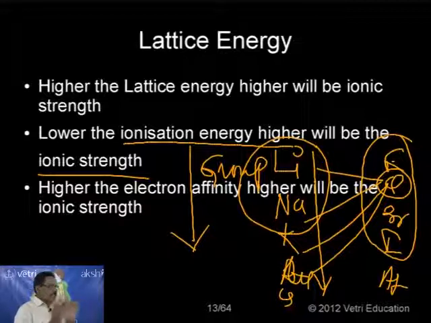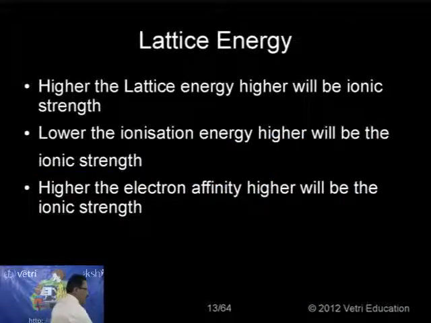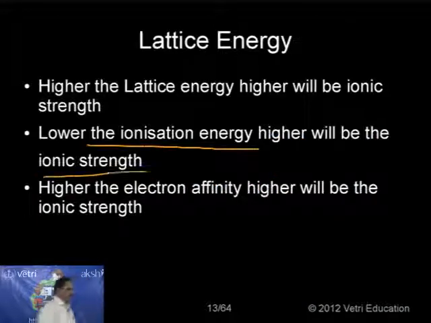If you know the position of the elements, the alkali as well as the halogen family members, we can approximately compare which is higher in ionic strength. So that is the second part: the lower the ionization energy, the higher will be the ionic strength. That is the interesting information I have explained.